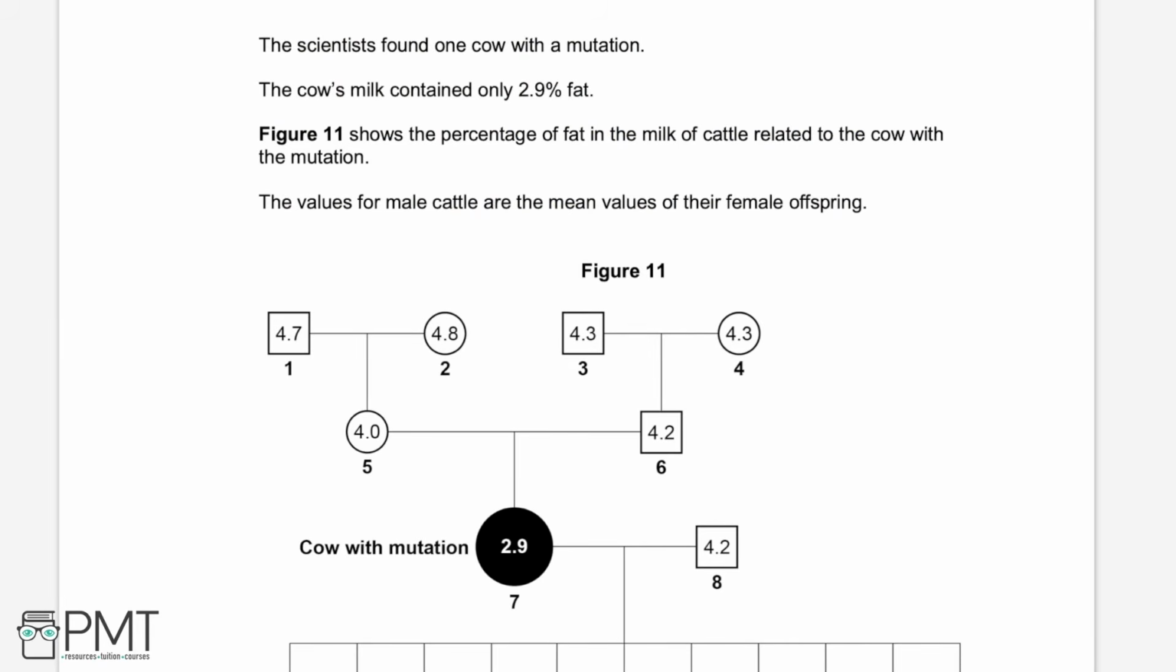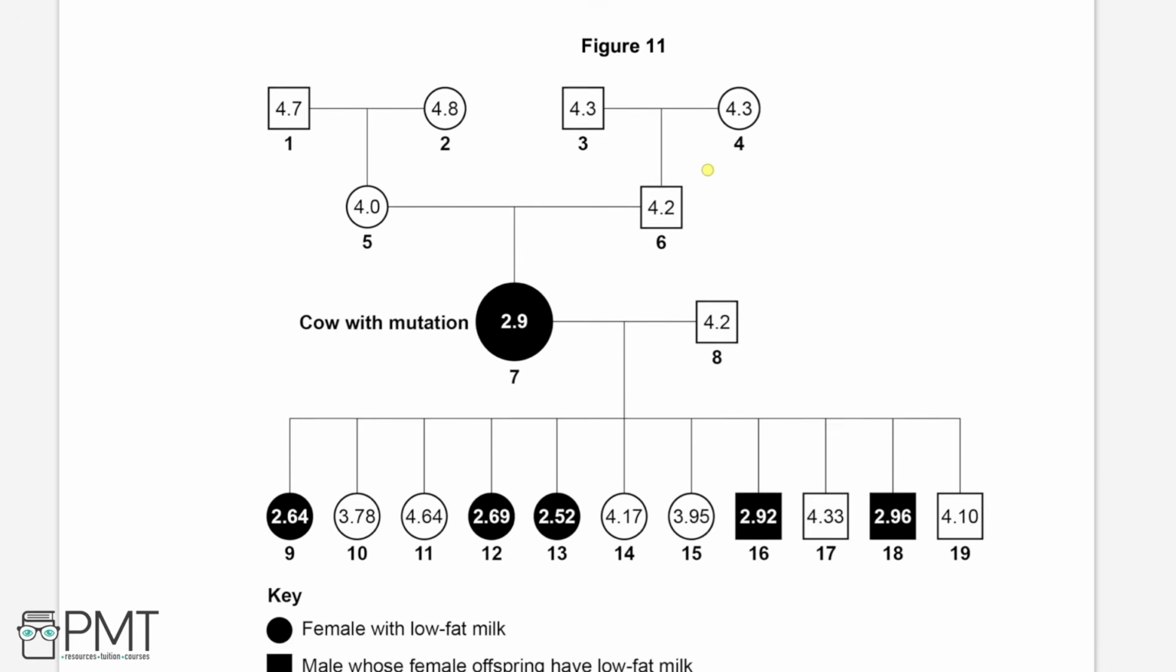The scientists found one cow with a mutation. The cow's milk contained only 2.9% fat. Figure 11 shows the percentages of fat in the milk of cattle related to the cow with the mutation. The values for male cattle are the mean values of their female offspring. This is because males do not directly produce milk.